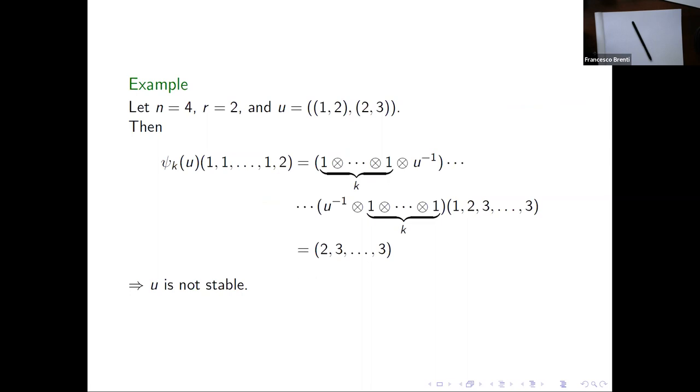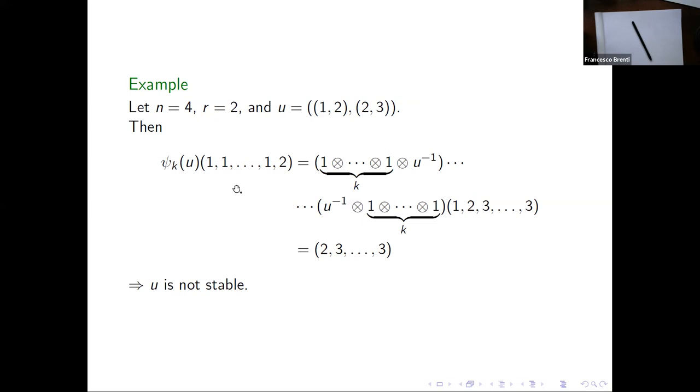So let me give an example of stability. Take this permutation that we were looking at before. I'm looking at the square of side 4, a 4x4 square, and I take as u this transposition that switches 1,2 and 2,3. And I'm going to compute psi k of u. This is a permutation on the k plus 2 dimensional hypercube. And I apply this permutation to the point 1,1,1,1,1,2. So we now have a little bit of practice.